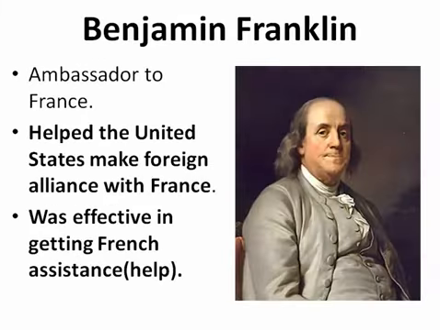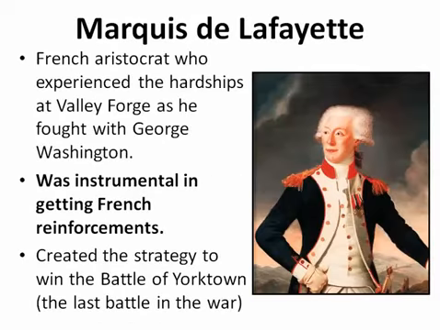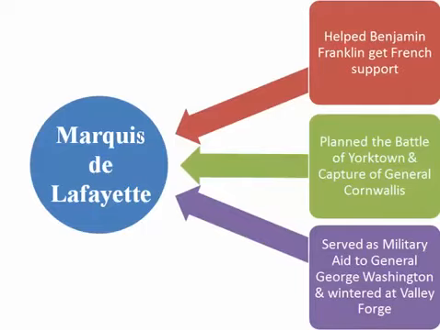So we have Benjamin Franklin, and then we have Marquis de Lafayette, who are going to help one another get this French friendship or alliance and assistance. Marquis de Lafayette is going to help Benjamin Franklin get French support. He's going to plan the Battle of Yorktown and the capture of General Cornwallis at Yorktown. He's going to serve as a military aide to General George Washington, and he's going to winter at Valley Forge and suffer everything the soldiers do there.